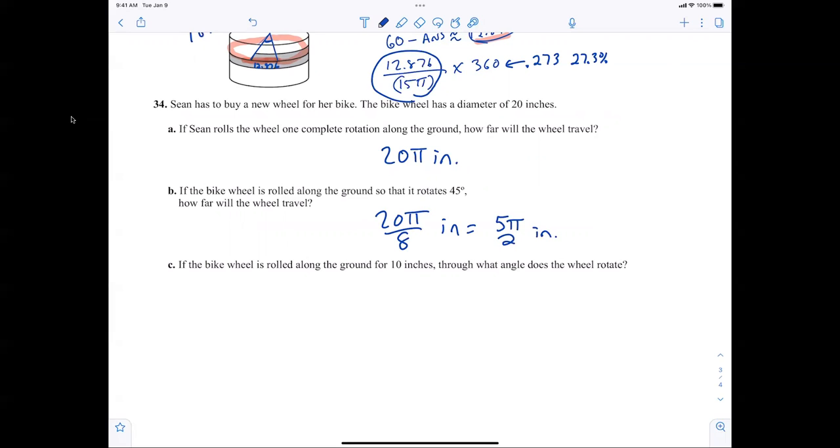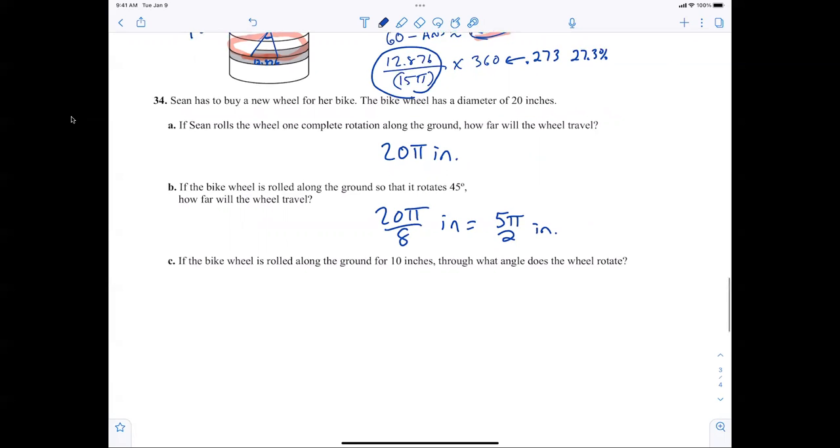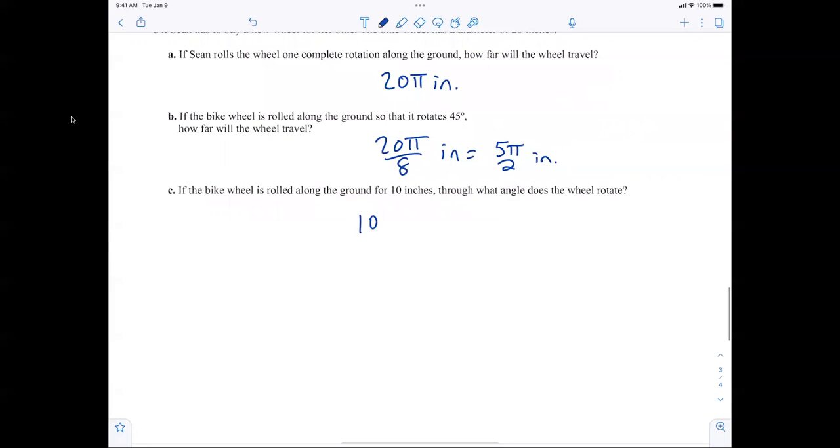Does that make sense? And then finally, if the bike wheel is rolled along the ground for 10 inches, through what angle? Now we know how to do that one. So it rolled how far? 10 out of how many? Out of 20 pi. And then all I have to do is multiply that by 360. Everybody do that now and tell me.